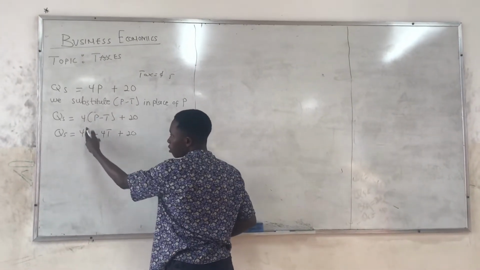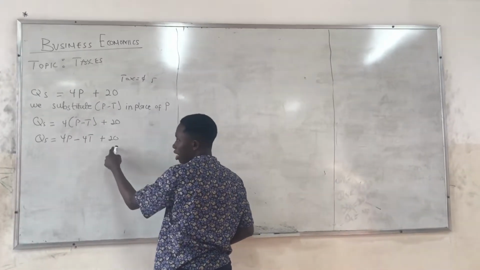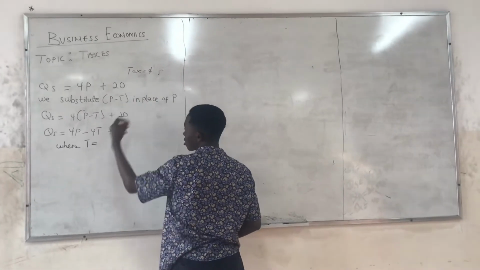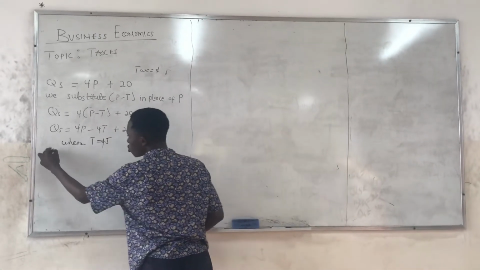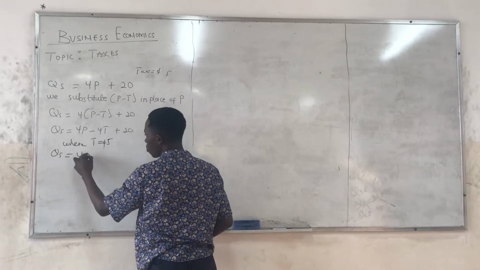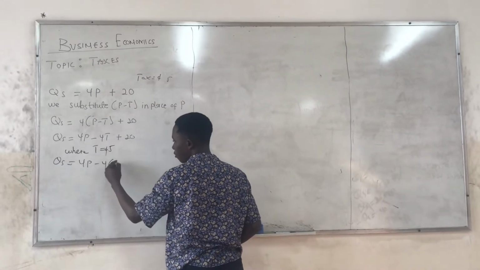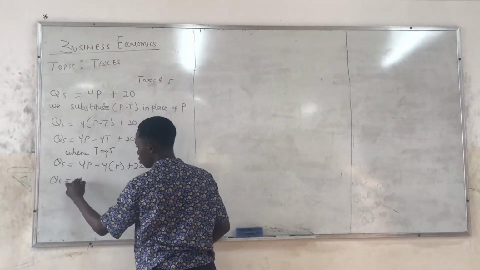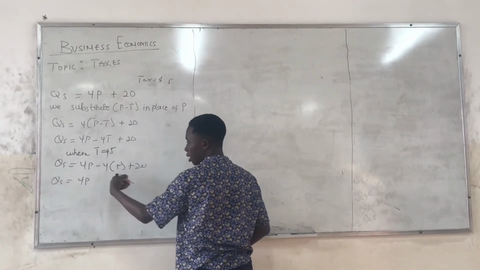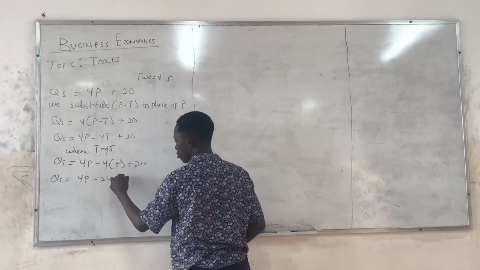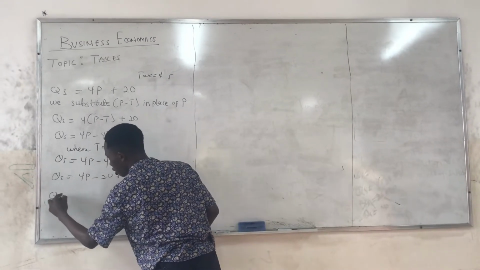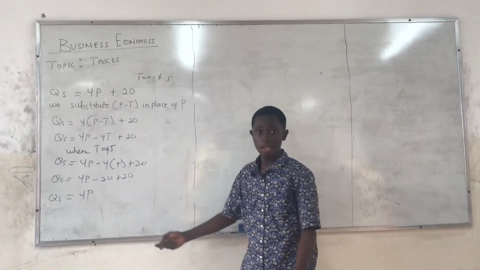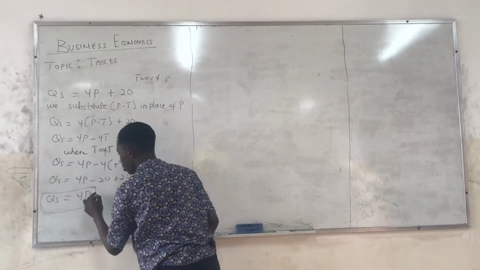4 times p is 4p. 4 times t is minus 4t, plus 20. Where t, which is tax, is 5 cedis. So QS is equal to 4p minus 4 times 5, which is minus 20, plus 20. We have QS is equal to 4p, because minus 20 plus 20 is 0.